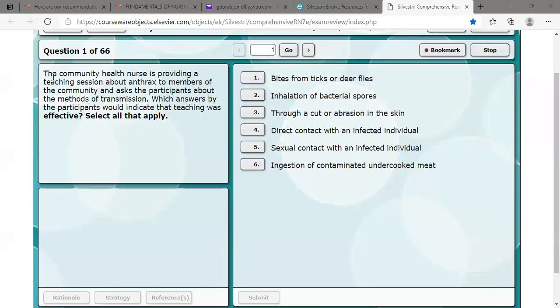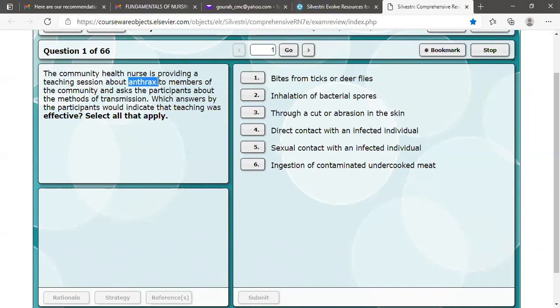The question here: the community health nurse is providing a teaching session about anthrax. Anthrax is a biological toxic substance, and it is caused by bacteria called Bacillus. If anthrax attacks, we follow the standard precautions.